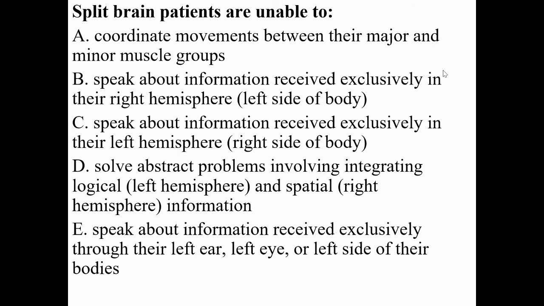This is a tough question, but this is the only one that I've ever seen on the AP exam, so I don't want to spend a lot of time on it. So hit pause. The split brain patients are unable to do what? And the answer is B. They are unable to speak about what they see on the right hemisphere. That means the left side of the body. Because your Broca's area is on your left hemisphere, not your right hemisphere. It's confusing, I know.